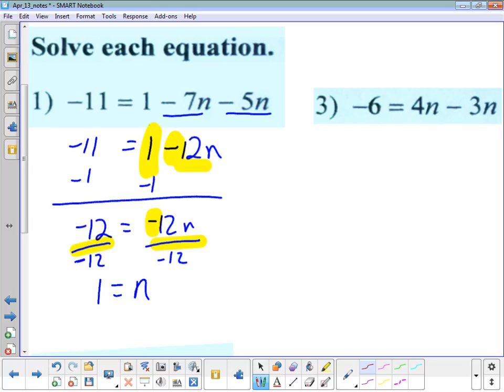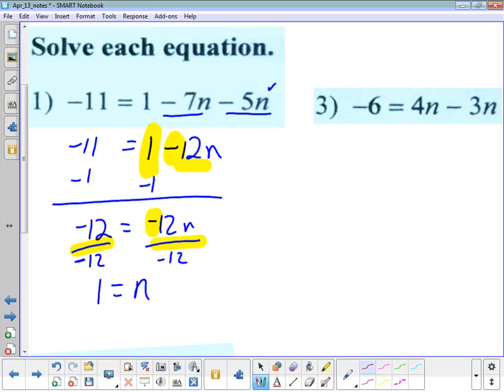Now, I want to check it to make sure it does work. I'm going to plug that 1 back in for both of these. So I have 1 minus 7 times 1, which would be 1 minus 7, which is negative 6. Then I've got to subtract 5 times 1, which is 5. So negative 6 minus 5 is negative 11. That works out. So that does work when n is 1.